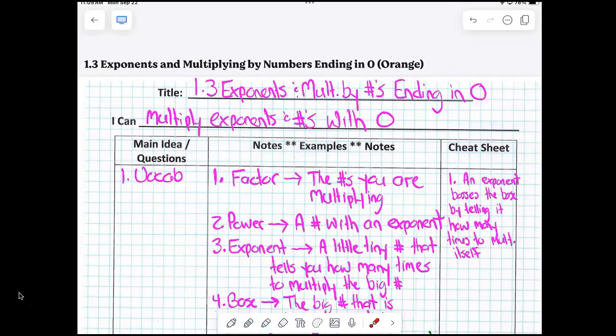Today we finished talking about exponents and multiplying by numbers ending in 0. Is that true or is that false? True. Yes. Okay, here we go.